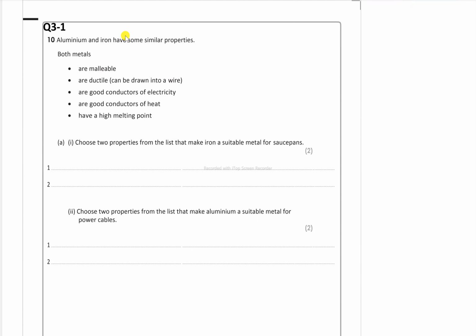Aluminium and iron have similar properties. Malleable, that means you can bash it into sheets. Ductile, good conductors of electricity, good conductors of heat, have a high melting point. Choose 2 properties that make iron suitable for metal saucepans. So it's high melting point. And we can say good conductors of electricity. There you go.